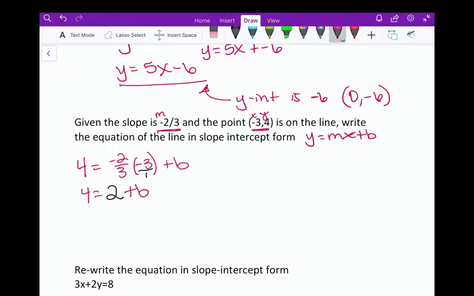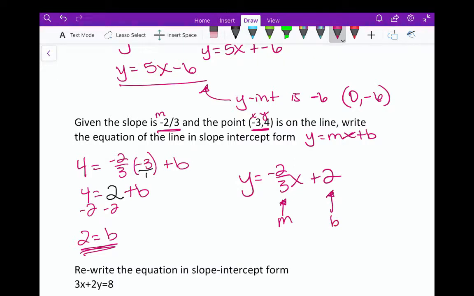Now I'm going to solve for b by subtracting 2 on both sides. So 2 equals b. That is my y-intercept. Now I can write my equation: y equals -2/3 x plus 2. I have my slope, my m, and I have my y-intercept, which is my b. Remember, this would be written as (0, 2).